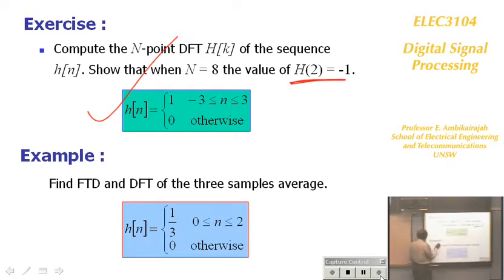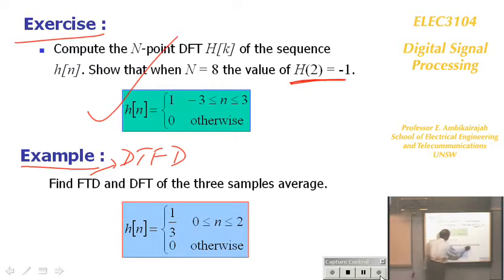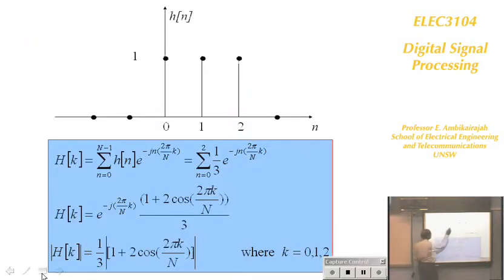Here's another example that I'm going to go through. This is an exercise where you've been asked to find the discrete-time Fourier transform for a 3-sample average. So only 3 samples are available. Each sample value is 1/3. So if you plot that, you get 1, 2, 3, and this is 1/3.